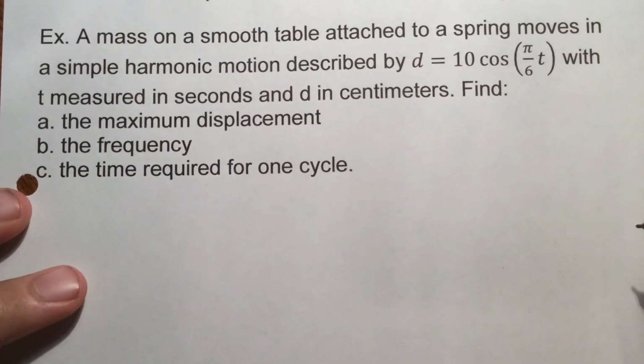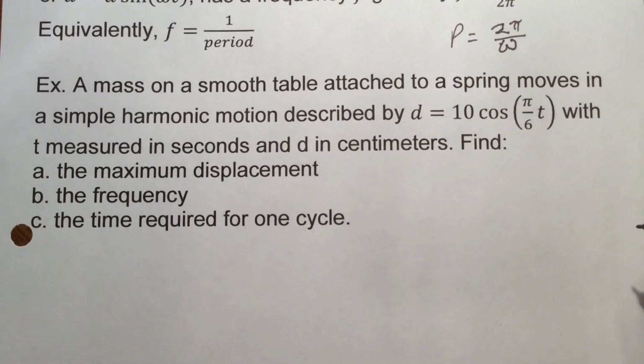So let's find this stuff. A mass on a smooth table attached to a spring moves in simple harmonic motion described by d equals 10 cosine pi over 6t, with t measured in seconds and d in centimeters. So here they're going to give you the equation to begin with. Now we're going to pull information from it. Last time we were setting it up, here we're pulling it from it.